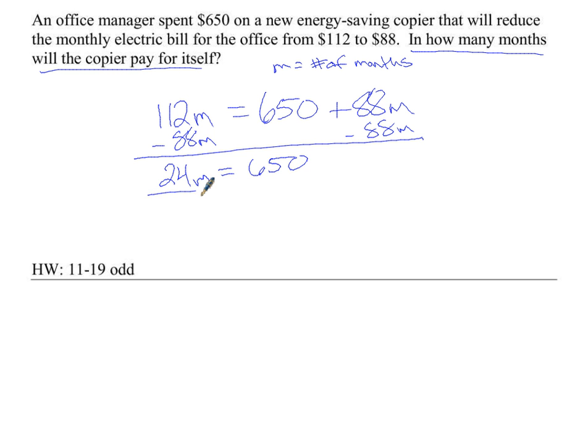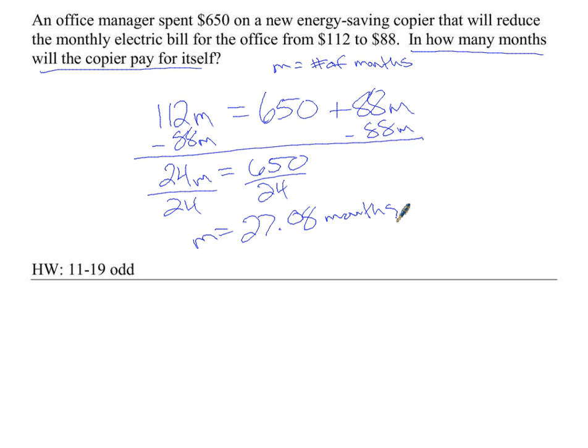Divide both sides by 24. And I get M equals, so what is it? 27.08 units. Is this houses? What? Dollars? Dollars. M stands for months. So 27.08 months. It says, in how many months will the copier pay for itself?